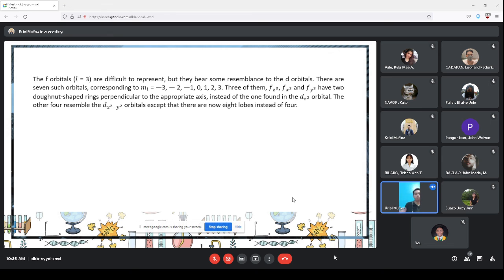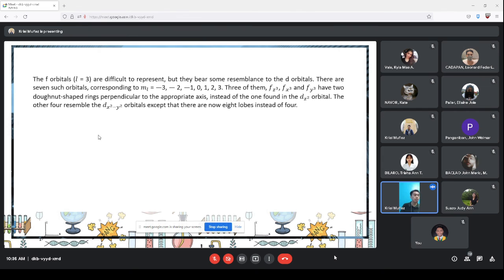Okay, so just try to check and look for the other things, just to shorten it, because we're running out of time. Okay, so I think this would be the last slide for this module. So we have the f orbitals, which is where our L equals 3, which are difficult to present, but they bear some resemblance to the d orbitals.